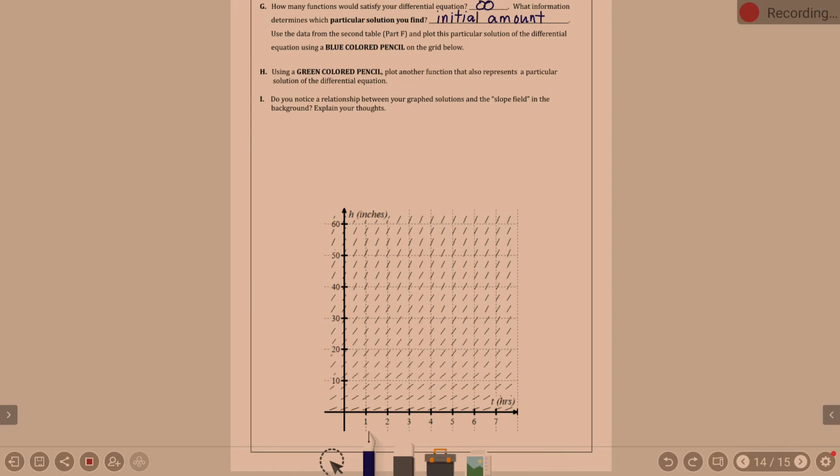I'm going to introduce the idea of something called a slope field, which is what this is here, okay? They're going to ask us to graph this, use the data from the second table, and plot this particular solution of the differential equation. It says using a blue colored pencil on the grid below. And then we're going to plot another one using green. If you want pencils, I have them, or crayons even. I'm not sure how well crayons will do on this, but, you know, to each their own. Some of you prefer your colored pens, some of you prefer your colored pencils. I don't care. It's your notes, not mine, right?